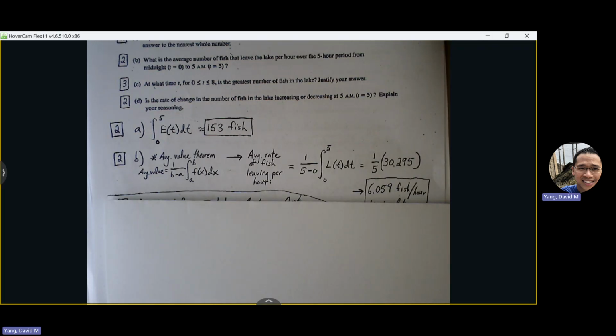Are you using the integral if it's asking for a rate of fish per hour rather than just the amount of fish? Right, so we know the integral is going to give us a number of fish. But then we're dividing by time, divided by 5. So we're back to where we came from, even though there's an integral involved.